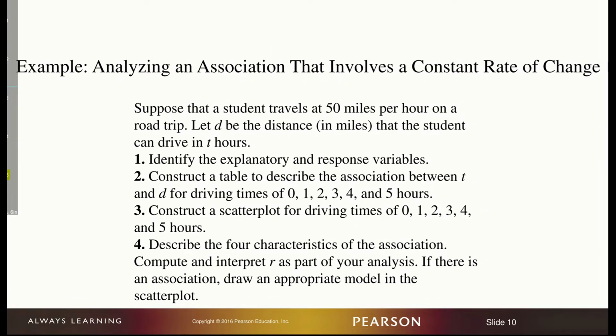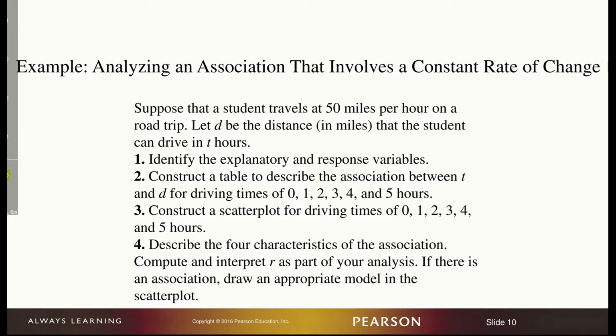For our next example, we're going to look at an association that involves a constant rate of change. It's a familiar rate, time, distance kind of situation. So suppose that a student travels at 50 miles per hour on a road trip, and let D be the distance in miles that the student can drive in T hours. Identify the explanatory and response variables.